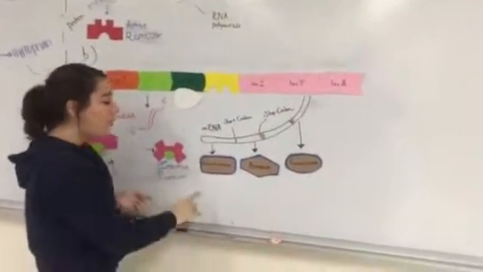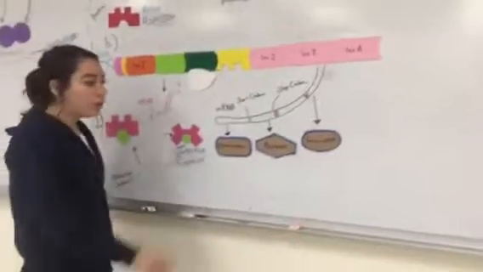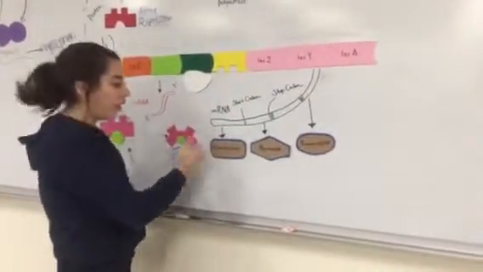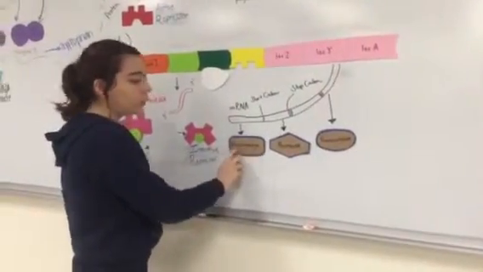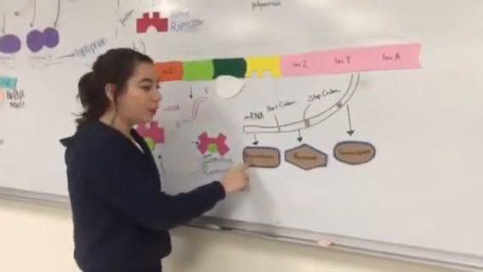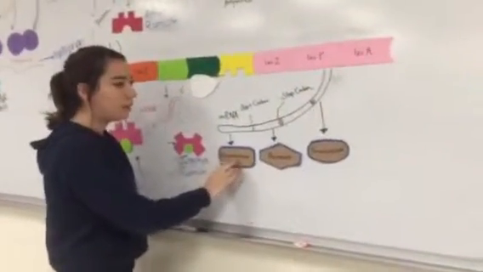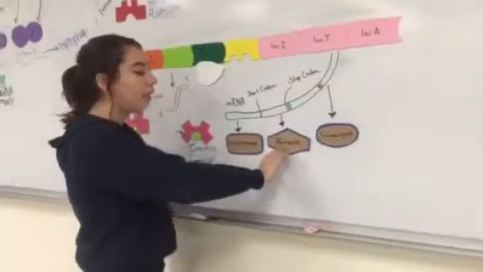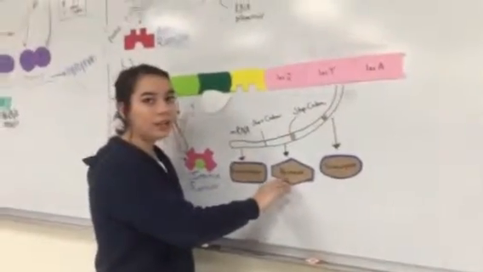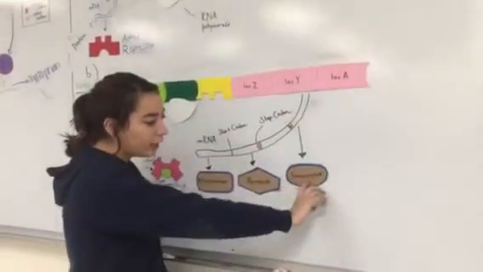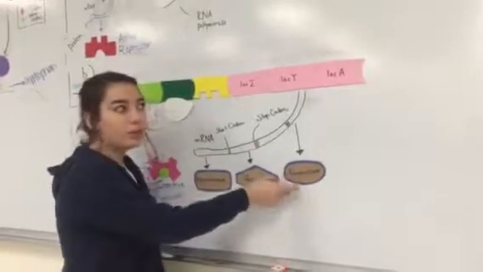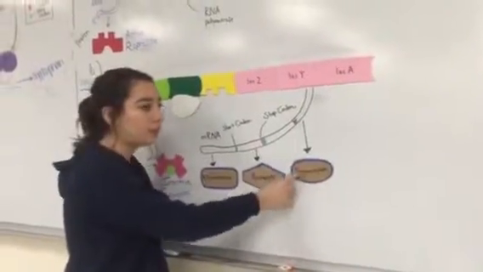The genes that are expressed are beta-galactosidase, which changes lactose to galactose and glucose, permease, which allows lactose to enter the cell, and transacetylase, which we're actually not sure exactly what it does.